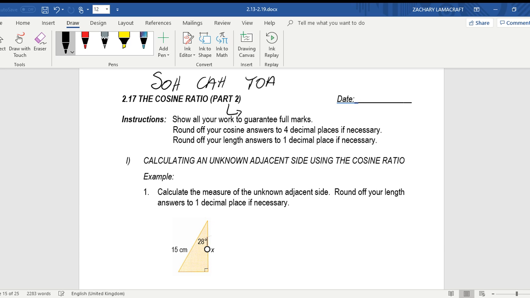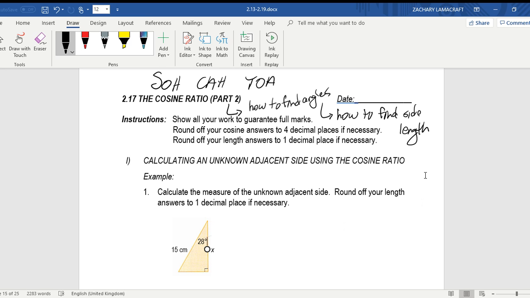In the last part, or part 1, we looked at how to find angles. Now we're looking at how to find side lengths. So we're going to have a missing length from our ratio. We're going to be given the angle and we're going to have to figure out the side lengths.